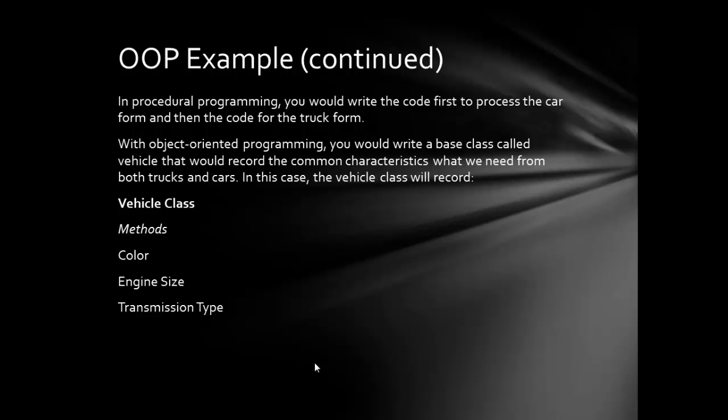In procedural programming, we'd have to write the code first to process the car form, and then the code for the truck form. With OOP, we can create a base class. Let's call it the vehicle class. In that vehicle class, we have whatever methods we have. So we have color, engine size, and transmission type. The vehicle class has those three, the commonalities between our trucks and cars. Then we can use something like inheritance. Just as a side note, there are times when you don't want to use inheritance. But in this case, let's use inheritance, where we can say all of our cars and all of our trucks are going to have colors, engines, and transmission types.